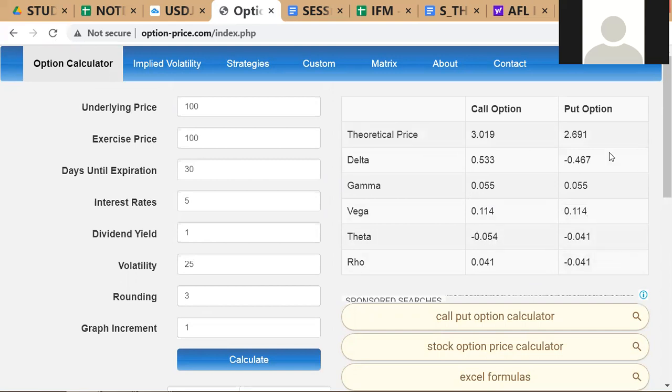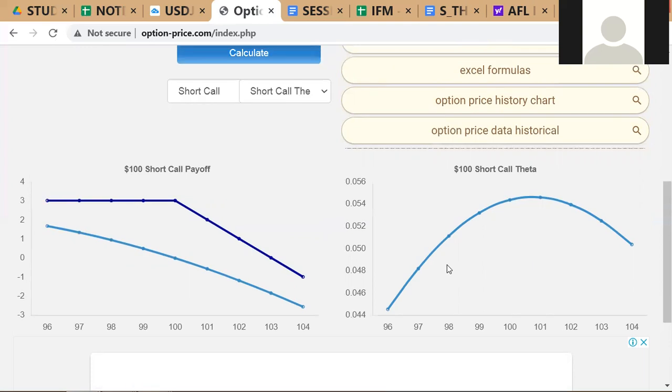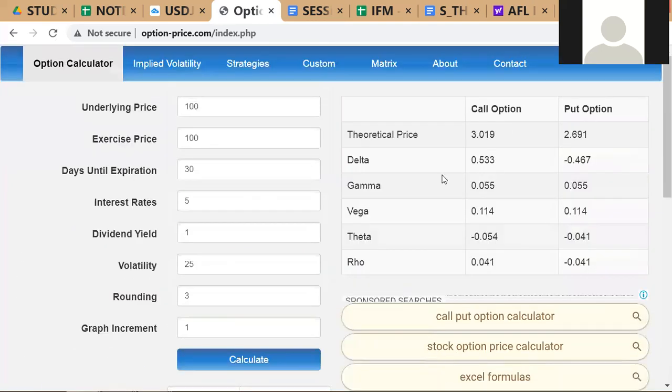Okay, sir. These are given for, regardless of what setting we select, it will show in the context of long options only. Long call, long put options. These are shown implicitly for long positions. That's why the theta is always negative.